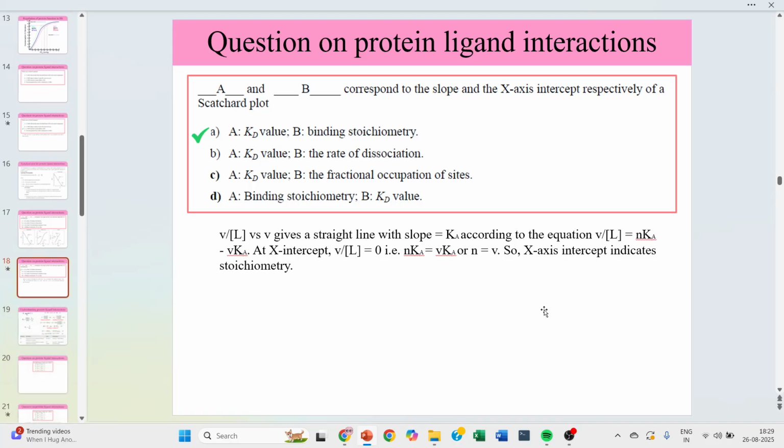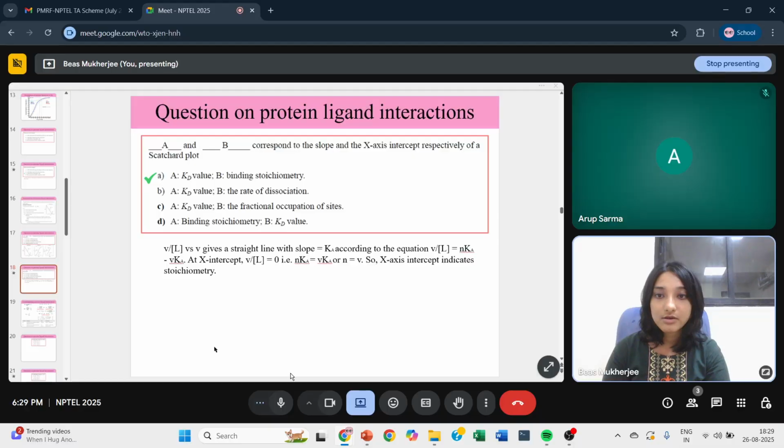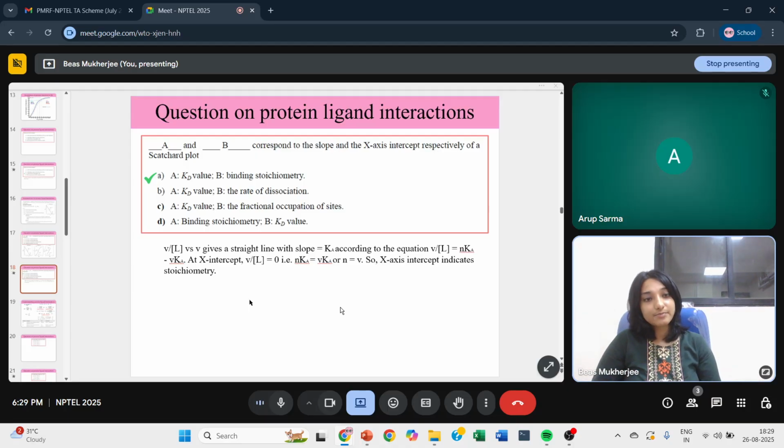So we'll look at the answer. The answer is A. These are all questions from previous years' NPTEL, same course, so that is why I have included these. The more of these kinds of questions you practice, the better understanding you will have.